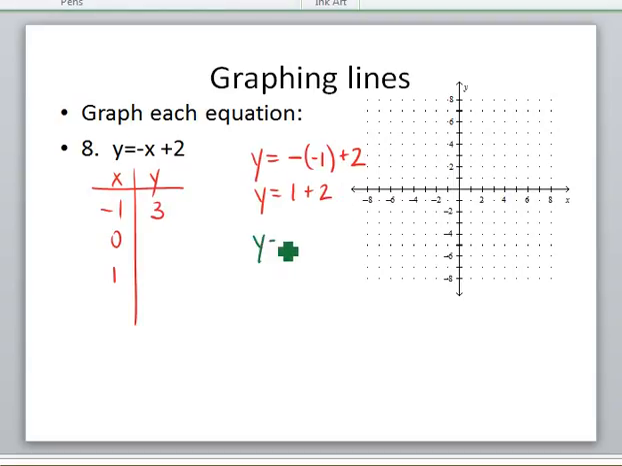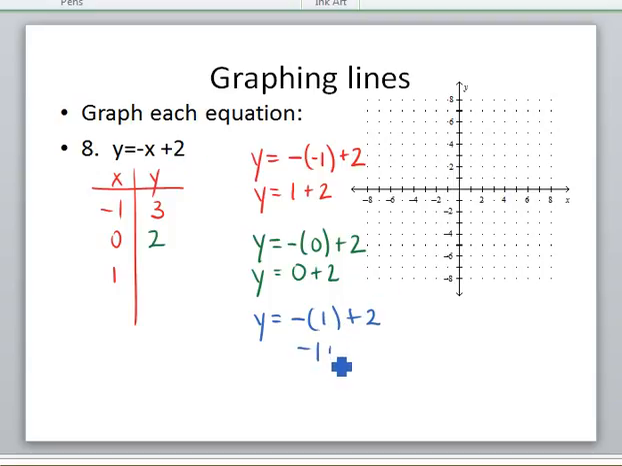The next one, I'm going to keep everything except the x, put parentheses there instead, put in 0. Negative 0 is just 0. 0 plus 2 is 2. The next one I'm going to do, keep everything the same, except make the x parentheses, put plus 2. So I have negative parentheses plus 2. Inside the parentheses, put 1. Negative 1 plus 1. Oh, this is negative 1 plus 2. Sorry about that. y equals 1. So I get 1 here. Graphing these ordered pairs, I've got negative 1, comma 3. 0 on the x, 2 on the y, and 1, 1. Connect those together, and I'm finished.